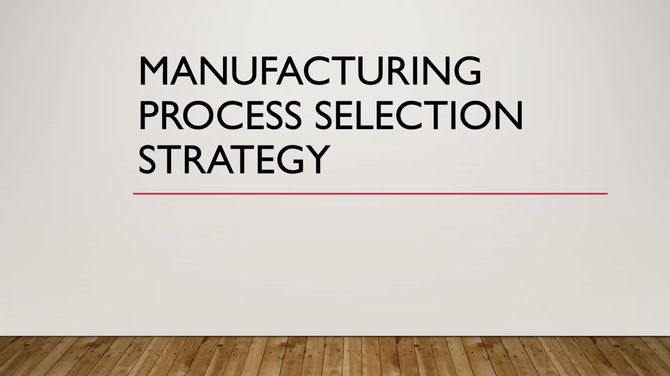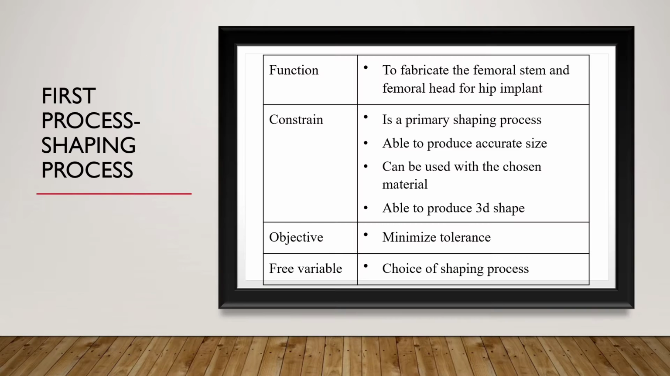Thank you. Hello, my name is Ambrosius Herman, and today I will talk about the manufacturing process selection strategy. For the first process, we choose the shaping process. There are 2 stages of the shaping process: the first stage is casting and the second stage is machining. For the casting, we choose investment casting because it fully meets the requirements in the constraints. For the machining, it helps us to minimize the tolerance, and the processes involved in the machining are turning, milling, and grinding.